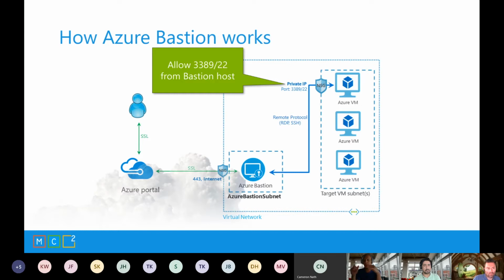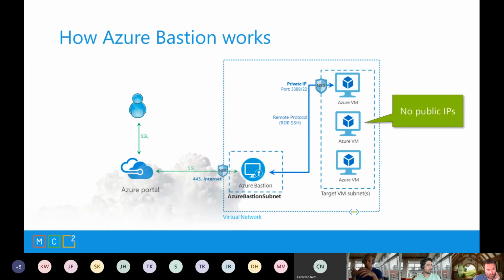Important for you is that you will need to allow 3389, so the RDP port, or SSH to your virtual machines, because the Azure Bastion will set up that connection to your virtual machines. So you will need to configure your NSGs for that. And as mentioned here, really important one, no public IPs are required on your virtual machines. So you can even save some costs on that.